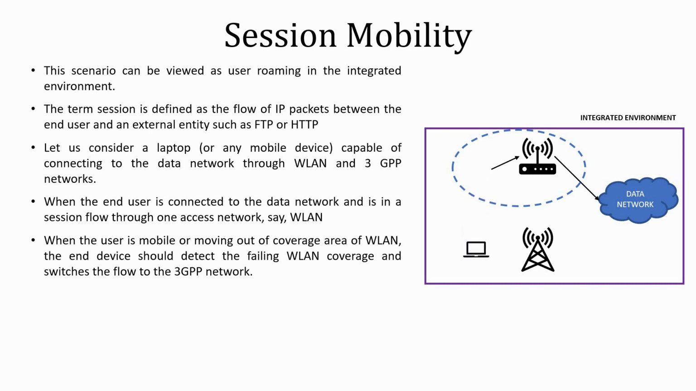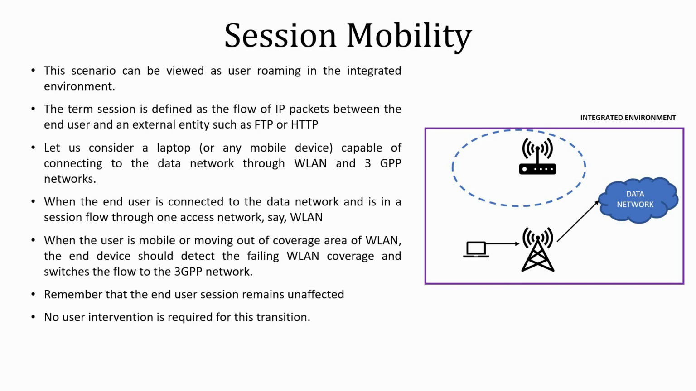area of the wireless LAN. The end device should automatically detect that it is not in the vicinity of the wireless LAN, and then automatically switch the flow from the wireless LAN to the 3GPP network. Remember that the end user session remains unaffected, which means there is no drop of packets and no user intervention is required for this transition. Everything happens in a snap and automatically.